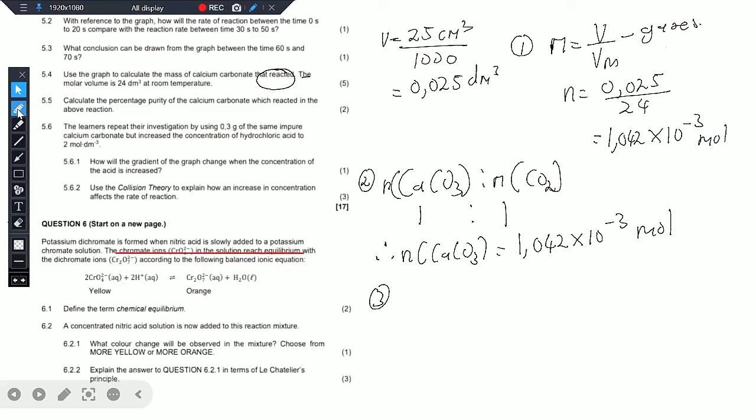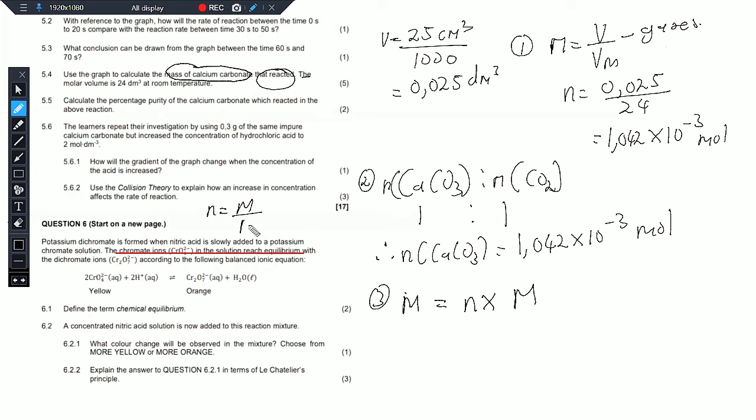Use the graph to calculate what? The mass of calcium carbonate that reacted. So at this point, to calculate the mass that reacted, we have our formula m equals n times the molar mass. This has been taken from n equals m over M, just manipulated to make m the subject of the formula.